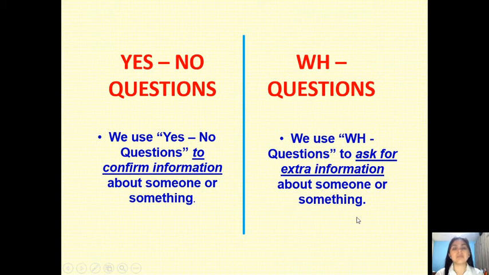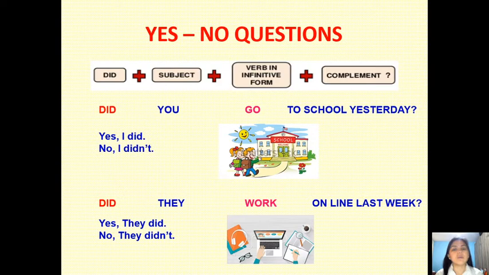Okay, we are going to check some examples. For the yes/no question, we are going to start working with the auxiliary did. This is the structure: the auxiliary did first, then the subject, the verb in infinitive form, and the complement. Here we have some examples. For example, you say, did you go to school yesterday? Remember when we talk about the past, we have to use expressions in the past: yesterday, a week ago, last weekend, last year. Don't forget expressions.